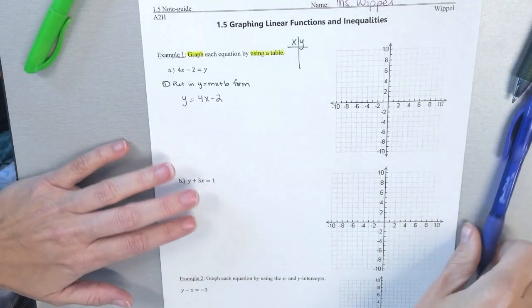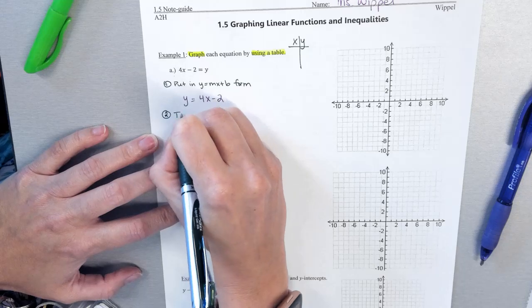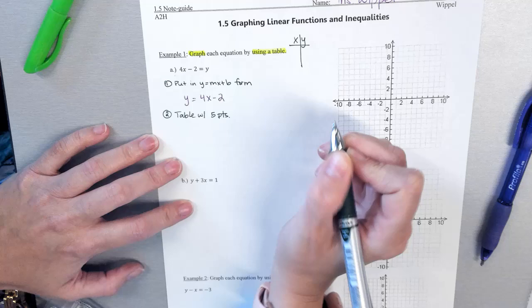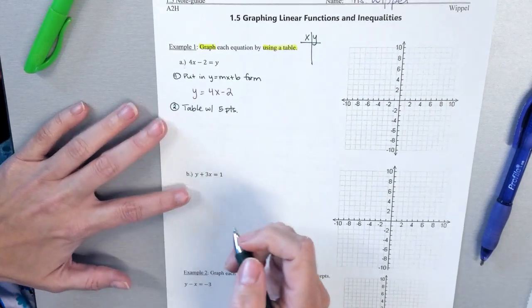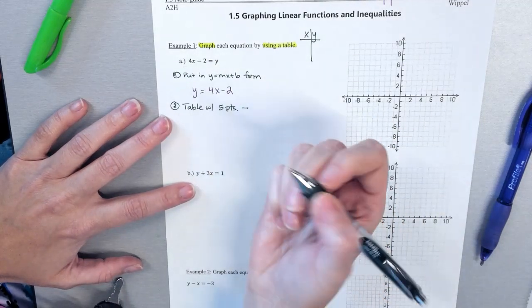And then if you're using a table, I just want you to have 5 points in your table. So this will be the same thing with your homework. Okay, so if you want the full credit for that, you just have to do your table with 5 points. And then we're going to graph.